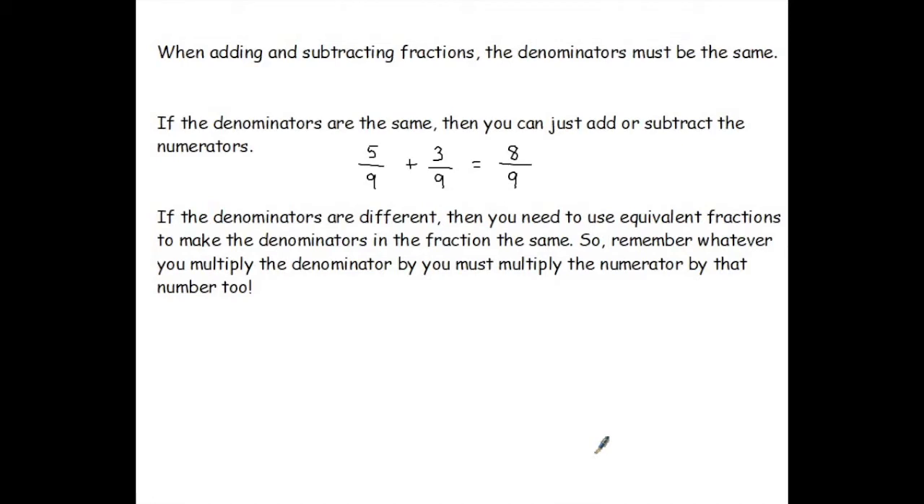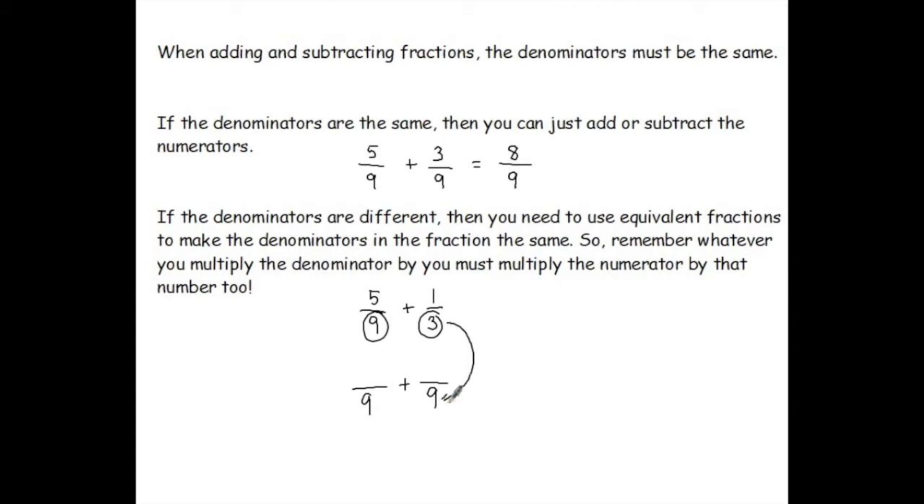If the denominators are different, then you need to use equivalent fractions to make the denominators in the fraction the same. So for example, if you had 5 9ths add a third, you can see these bottom numbers are different here, so you need to use equivalent fractions to make them the same. So you need to find the lowest common multiple, so that's the smallest number that appears in both of their times tables, and use that. So I've used these numbers specifically, so hopefully you can see 9 comes up in the 9 times table and 9 comes up in the 3 times table, and you have to do the same to both.